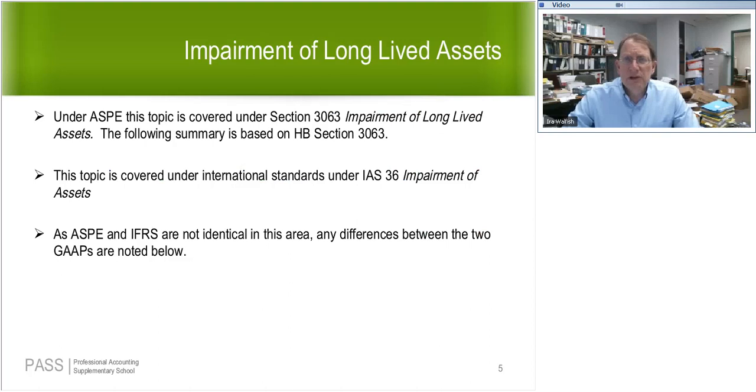There are two sections, one for ASPE and one for IFRS. I'm going to be using the handbook section 3063, which is the ASPE section. I'm going to bring in the IFRS differences. Now, the truth is, I hate to tell you this, but we have to be careful with the differences here. There are a few that are significant. There's not that many. That's the good thing. The problem is the differences that there are fairly significant.